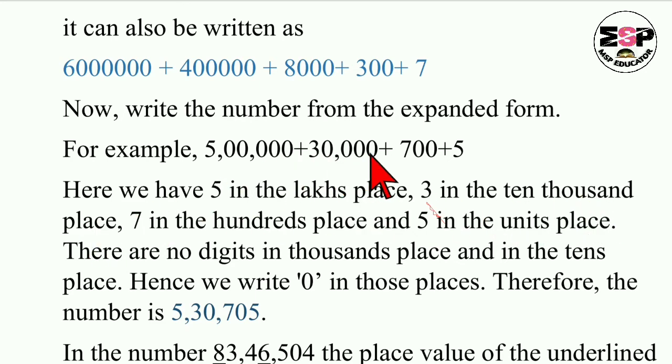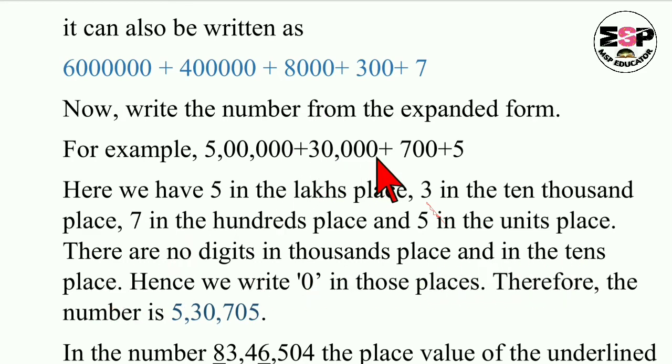At which place is 3? It is on the 10,000 place, meaning it is a total 5 digit number, meaning it is the 10,000 place. And 7 in the 100 place and 5 in the unit place. Where is 5? It is on the unit place. Do you see a tens place here? No, there are no digits in the thousands place and in the tens place also.